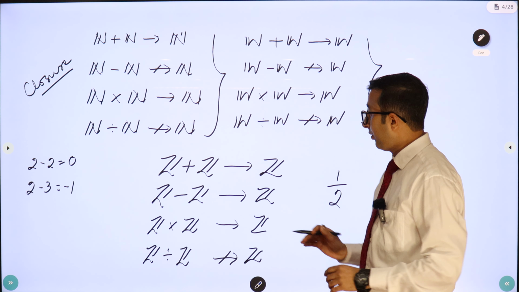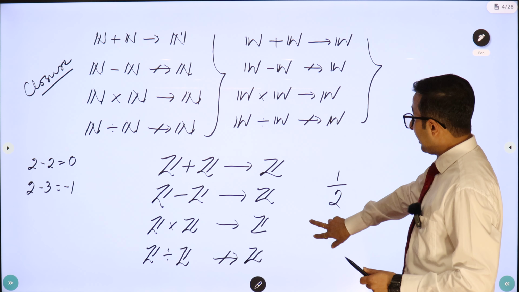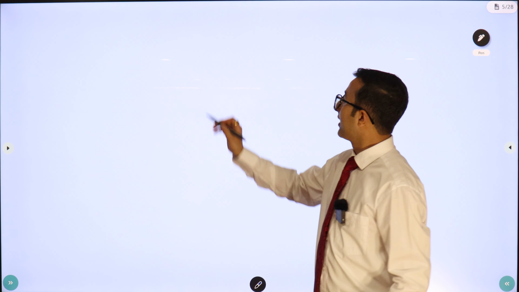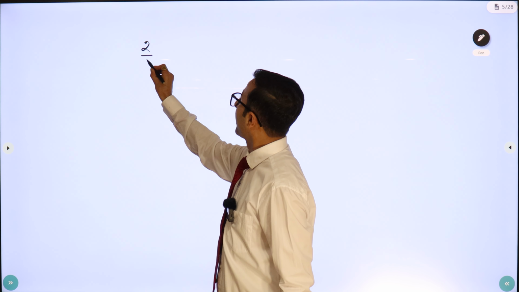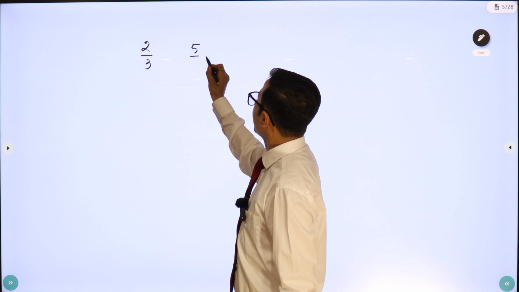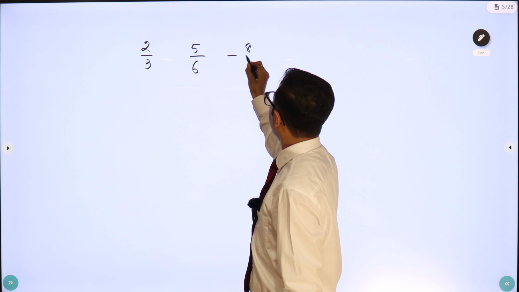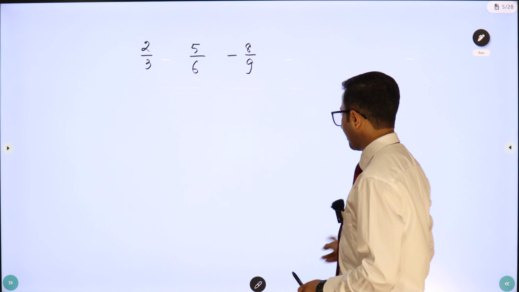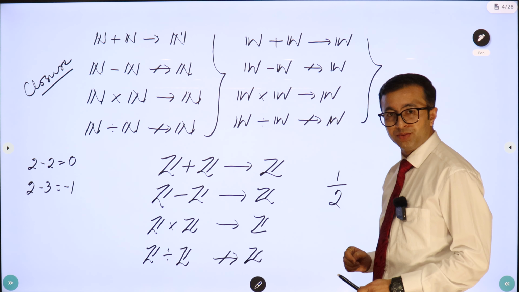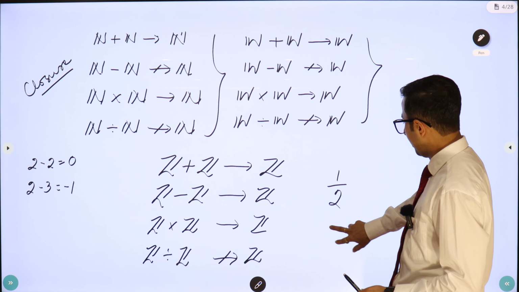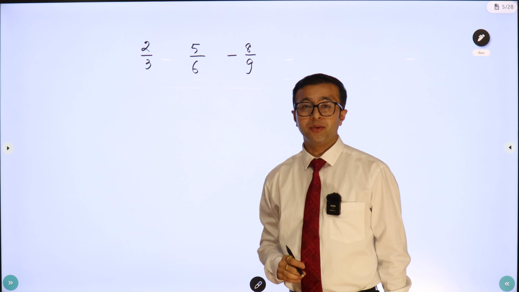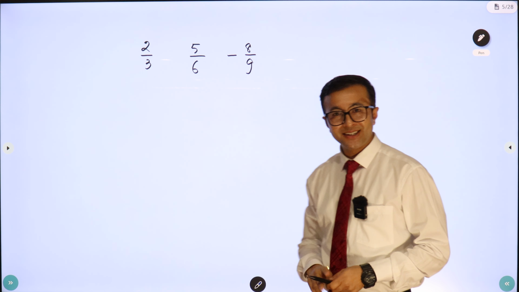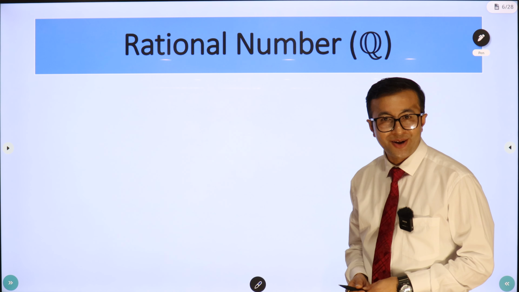Now we will move into the next form of number set, where we can find these types of numbers: 2 divided by 3, 5 divided by 6, minus 8 divided by 9. Suppose these types of numbers are there. Even in the previous part we have seen that 1 divided by 2, a kind of fractional number, is there. If we have these types of numbers, what will be the name of the set containing them? You know that this is the rational number.